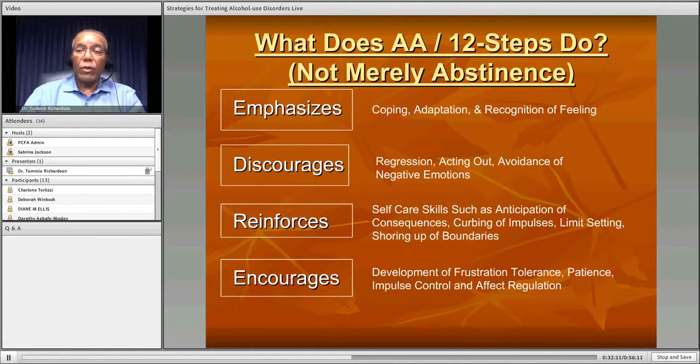And I think a lot of people drink and use drugs and other acting out behaviors to avoid dealing with pain. The 12-step program reinforces self-care skills such as anticipation of consequences, curbing of impulses, limit setting, and showing up of boundaries. And I think boundaries are very, very significant. It also encourages the development of frustration tolerance, patience, impulse control, and affect regulation. Affect regulation is a very important aspect of treating addiction.